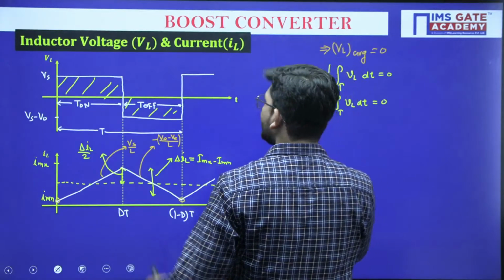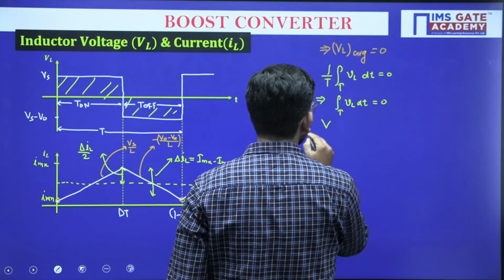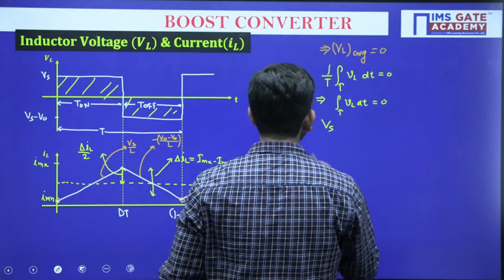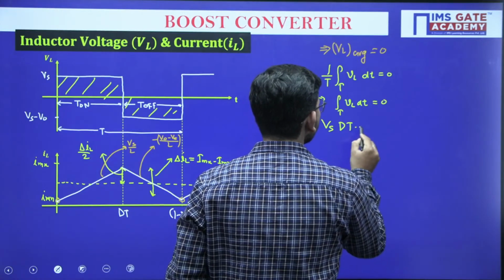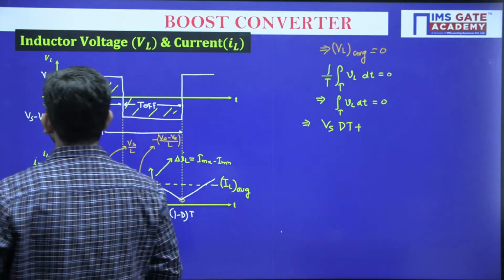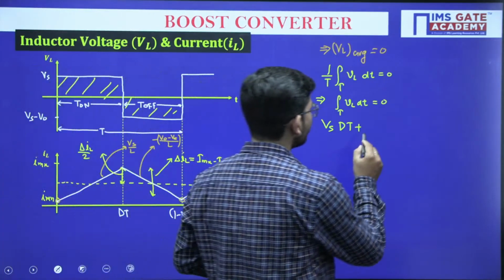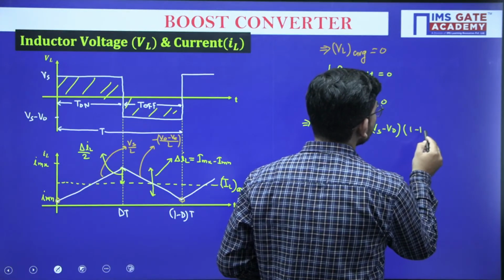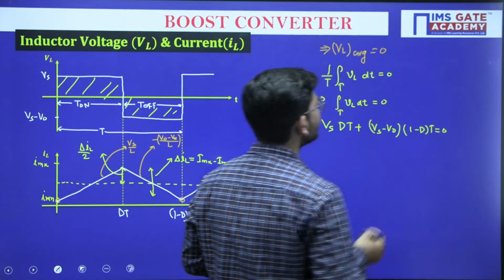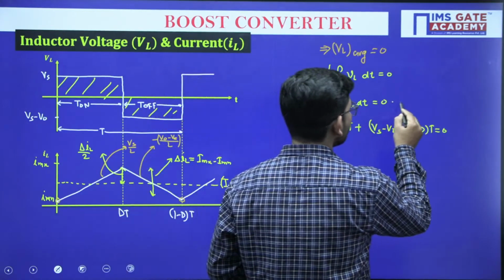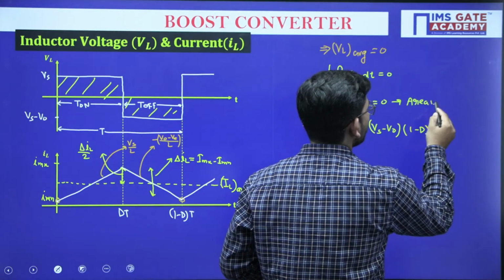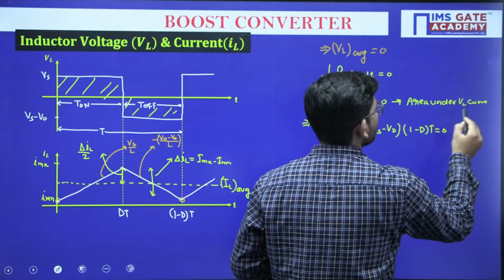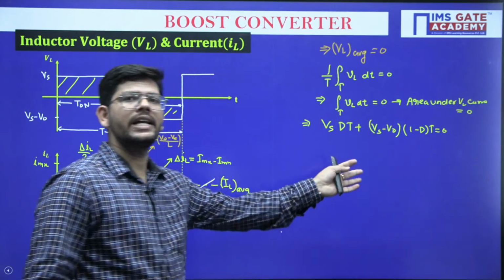Now how to calculate the area under the inductor voltage? So for that we have Vs into T on, or T on I can write dT. So Vs into dT plus, how much is this? Vs minus V naught into 1 minus d, and that we will equate to 0, isn't it? What does that mean? That means the area under the VL curve is 0, and that's exactly what we are doing here.